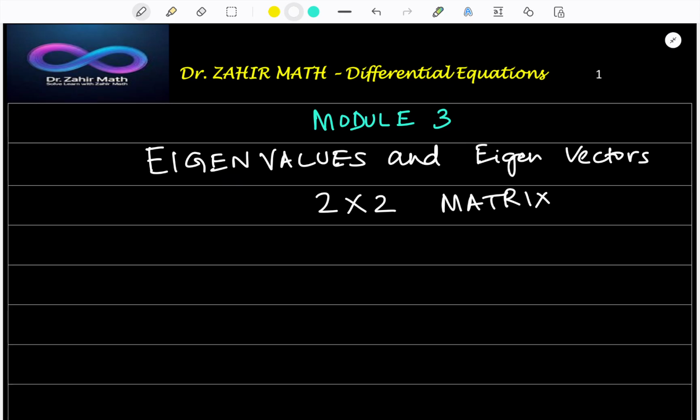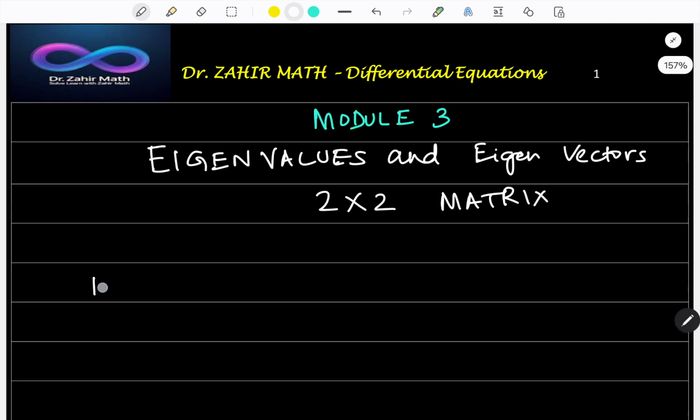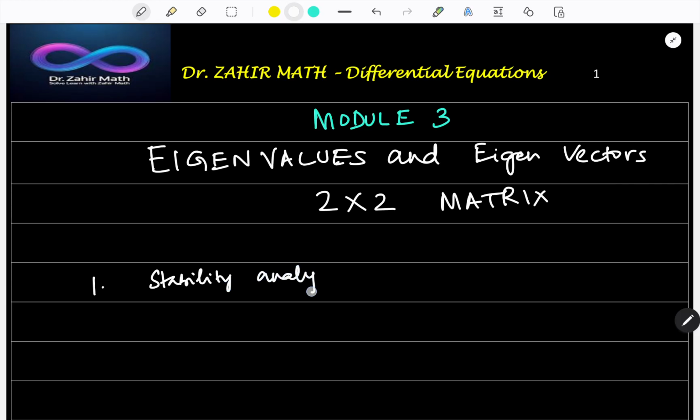Let's begin. So the first question that comes to your mind: where are eigenvalues and eigenvectors used in engineering? First of all, they are used in stability analysis of differential equations. And the second thing, solving systems of linear differential equations. To solve a system of linear differential equations, we will use the matrix idea.